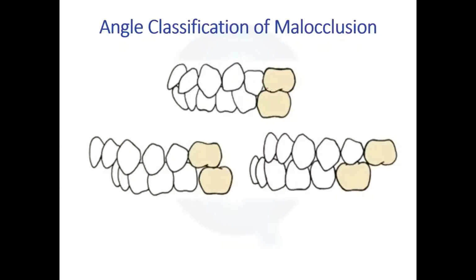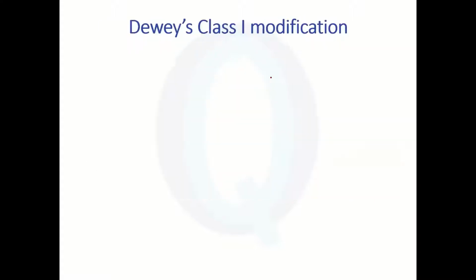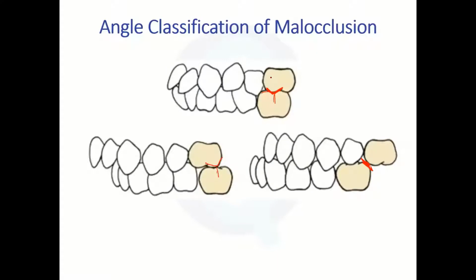What you need to understand is that the mesiobuccal cusp falls into the groove. Here, the distobuccal cusp falls into the groove, and here the distal aspect is there. So you need to remember this. There is one more thing in Angle's classification that you need to remember: in normal occlusion, the molar relationship is class 1 and all the teeth are in line of occlusion.